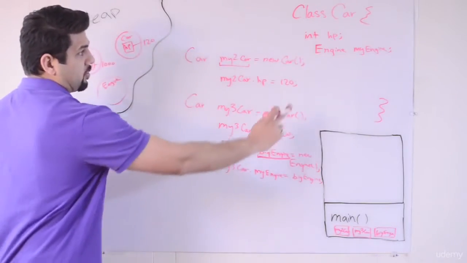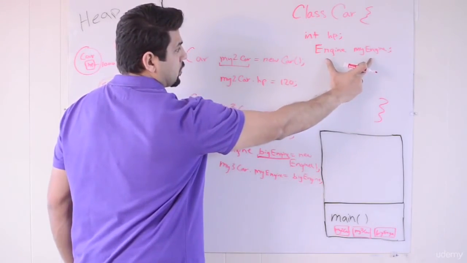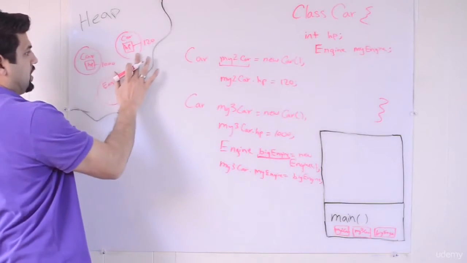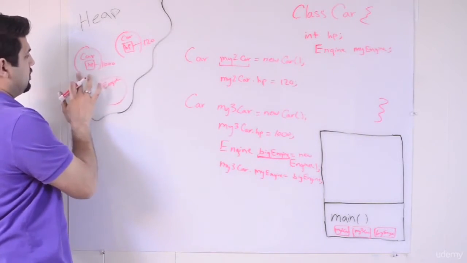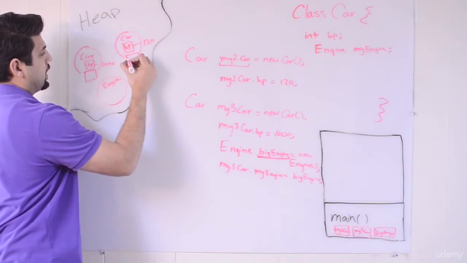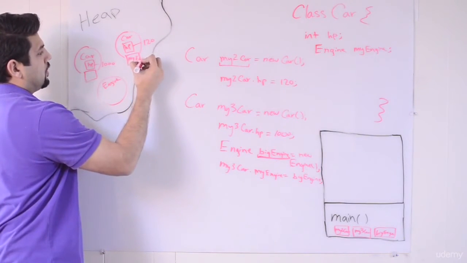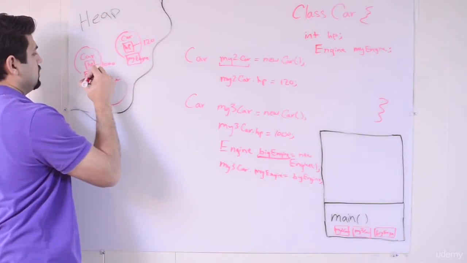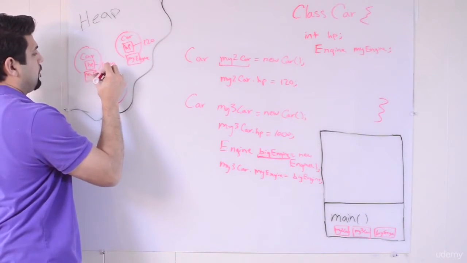So, by the way, now that we have another variable to maintain in the car class, we need to have 2 more slots here to maintain engine data. Okay, and they're going to be called myEngine, myEngine. Okay.